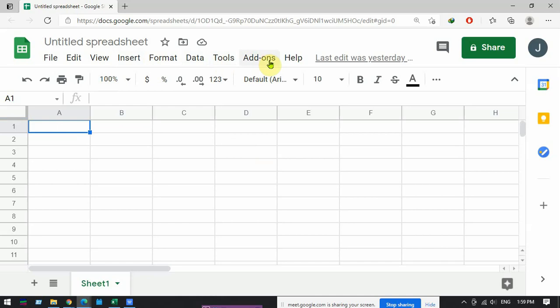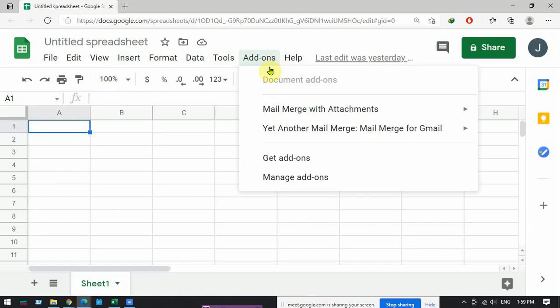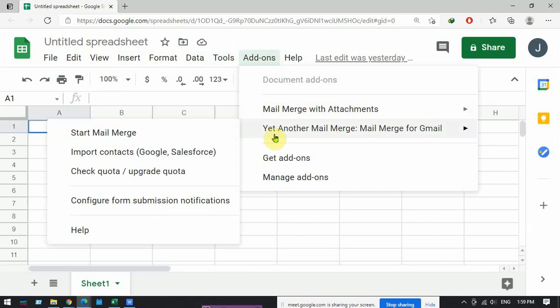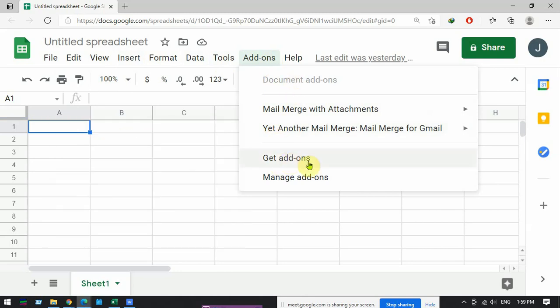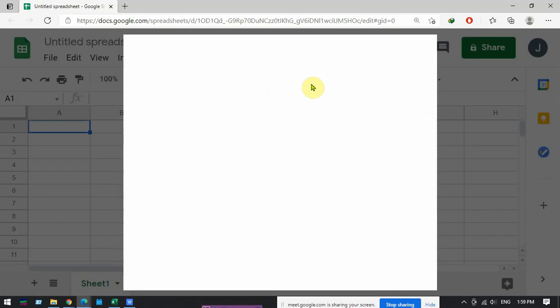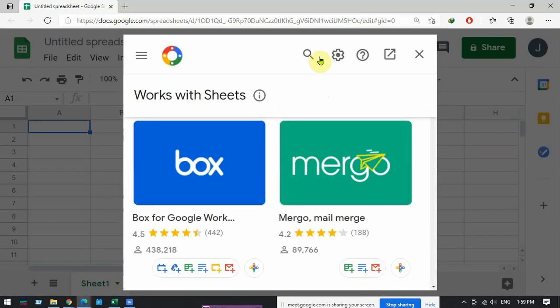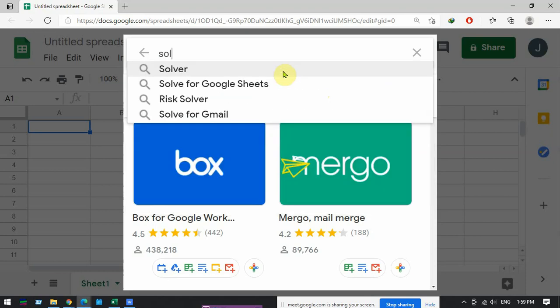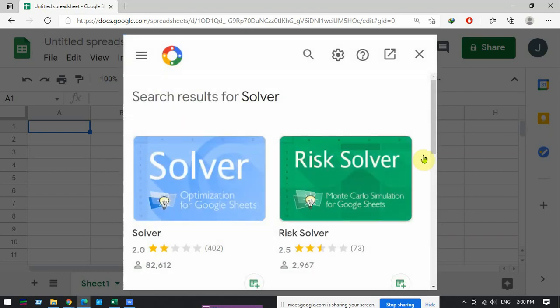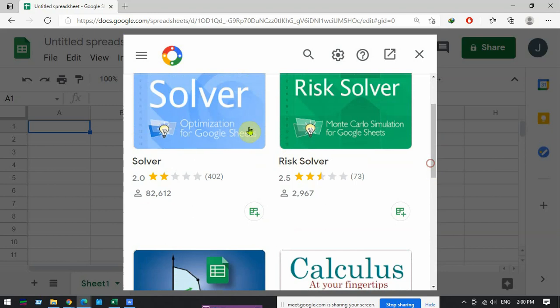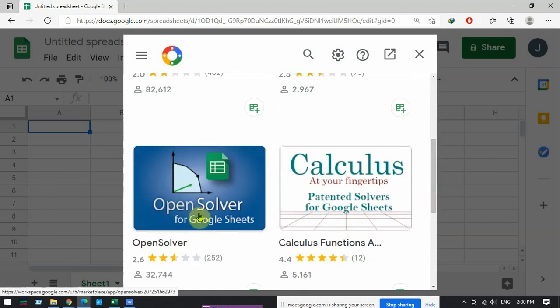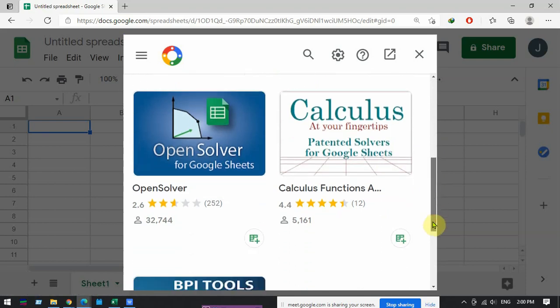You're seeing my screen now, right? So in the add-ons, you should see the solver somewhere here. If you don't have it yet, like me, I still don't have it, we get the add-ons from the Google Play Store. From the search, we type solver. We have here a few options. Actually, just two: Solver, optimization for Google Sheets, and another one, OpenSolver for Google Sheets. So you choose which one will work for you.